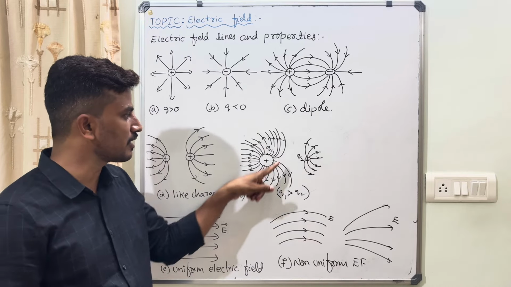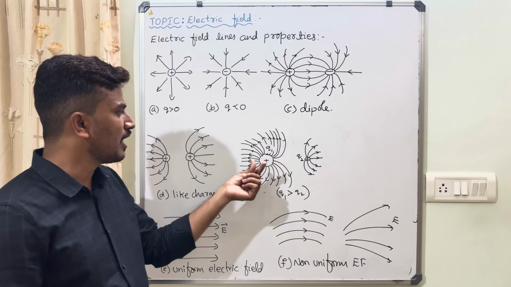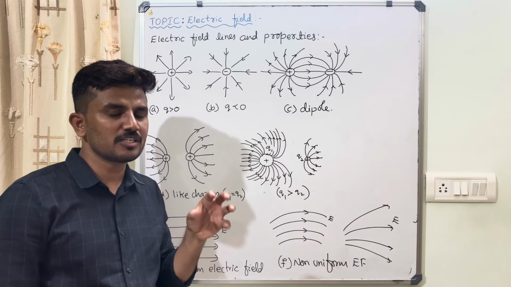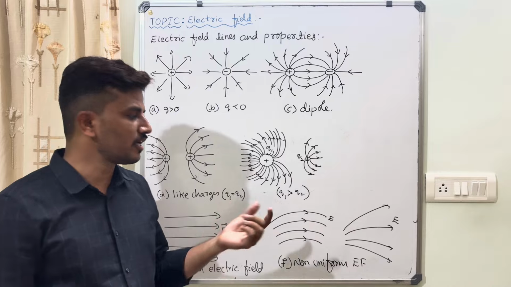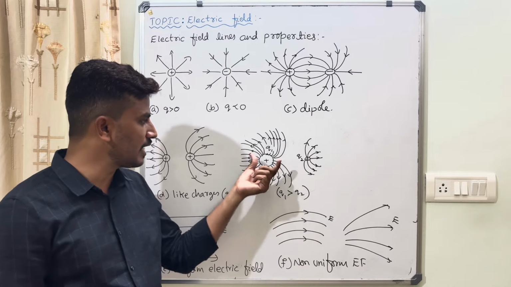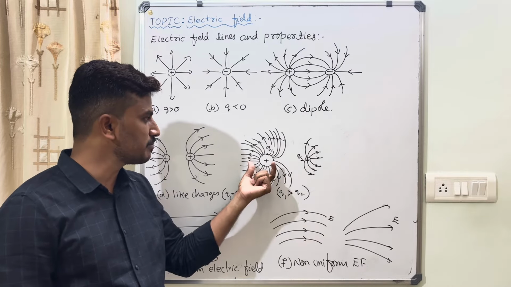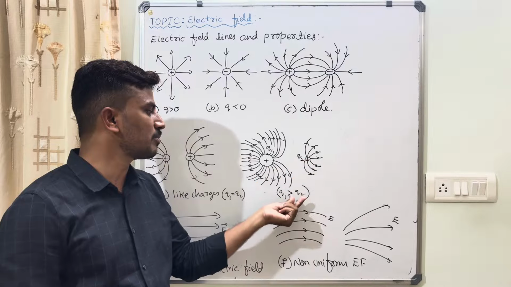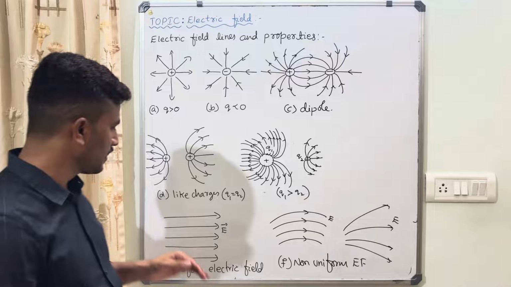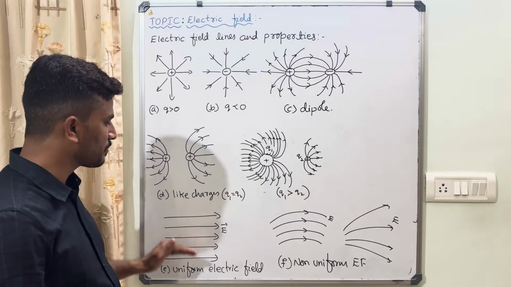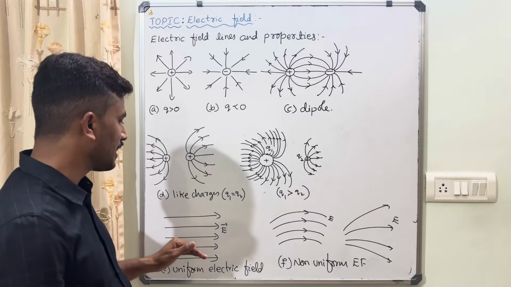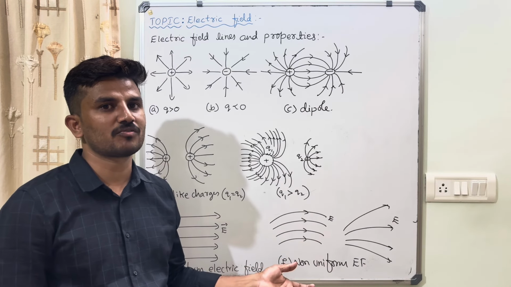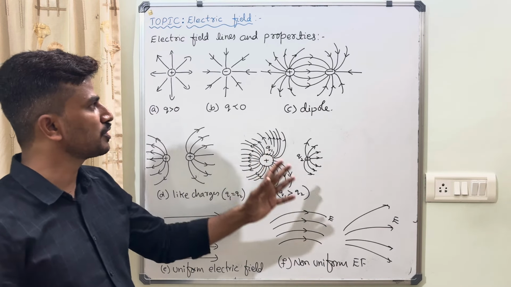Then here if you consider, number of field lines are more. I have drawn this diagram bigger, the charge bigger, just to show that charge q1 is larger than q2, like charges only plus plus, but this magnitude is more, so number of field lines are more. This magnitude is less, so number of field lines are less. Then we have uniform electric field, which is represented like this, equidistant parallel lines, and this is non-uniform electric field. This is how we represent non-uniform electric field lines.